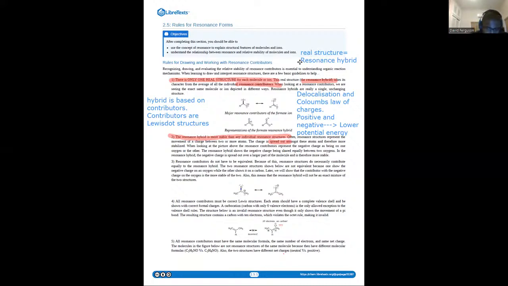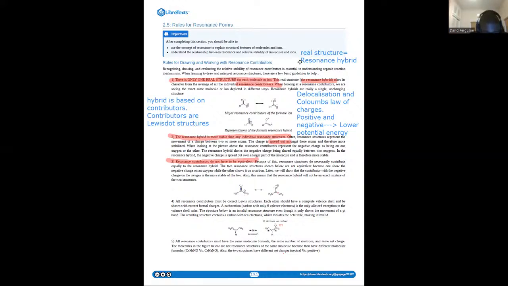Let's go to the third point. Resonance contributors do not have to be equivalent. Okay, so what does that mean? What is that equivalency, or what is that weighting coming from? It comes from the further ideas we'll discuss in terms of how it really obeys the octet rule. Does each atom have an octet? Does each atom have a complete valence shell? Do we have minimal separation of charge? Have we minimized formal charge? Those types of ideas contribute to the weighting of the resonance structure, or resonance contributor, to the resonance hybrid.